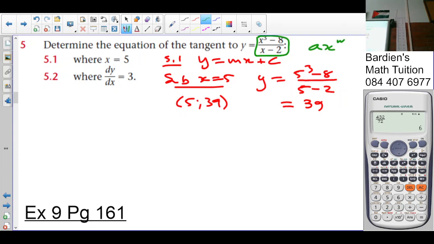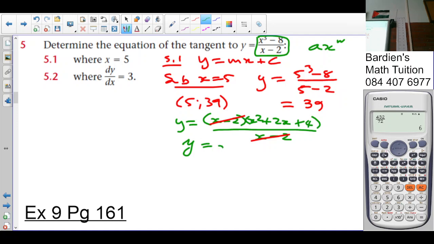Okay? So we got y is equal to, we're going to take the difference of cubes on top. So as the square, the first term is going to be x squared, that's negative, so it's positive, 2 times x is 2x, plus 4, over x minus 2. So what happens is, those cancel here, not so? So y is equal to x squared plus 2x plus 4. So that is still the function.